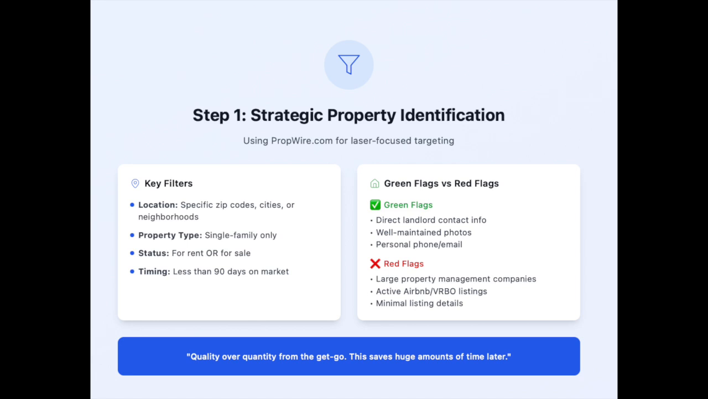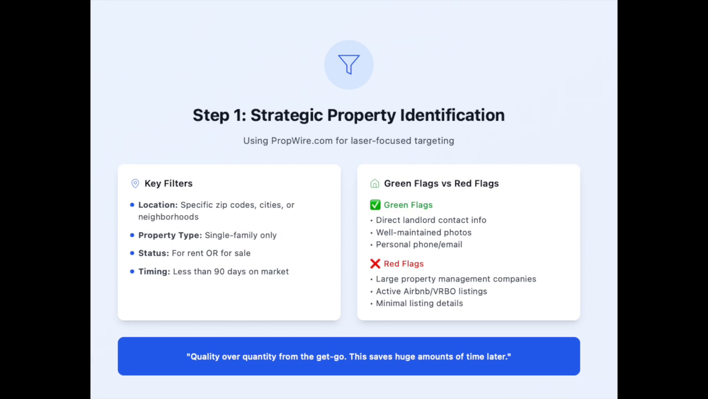But a really big green flag is seeing direct landlord contact info. Like a cell phone number or a personal email. Exactly. Rather than just XYZ property management, if you see direct contact, you know you're likely talking straight to the decision maker. That speeds everything up massively. Makes perfect sense. Cuts out the middleman.